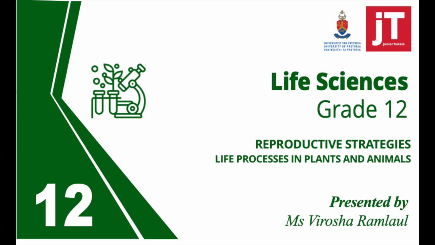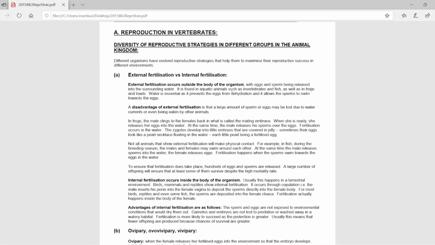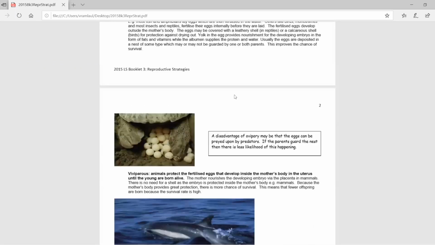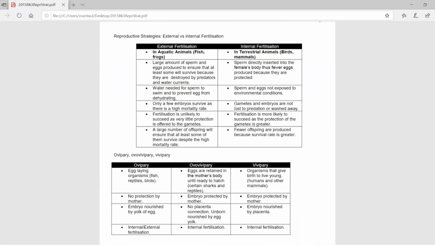Good morning. Today's lesson is on reproductive strategies, and this is a very short section that usually counts about 9 to 11 marks in your matric exam. So here are the notes for reproductive strategies, but because it's such a short section, I usually use the tables at the end to explain the section.